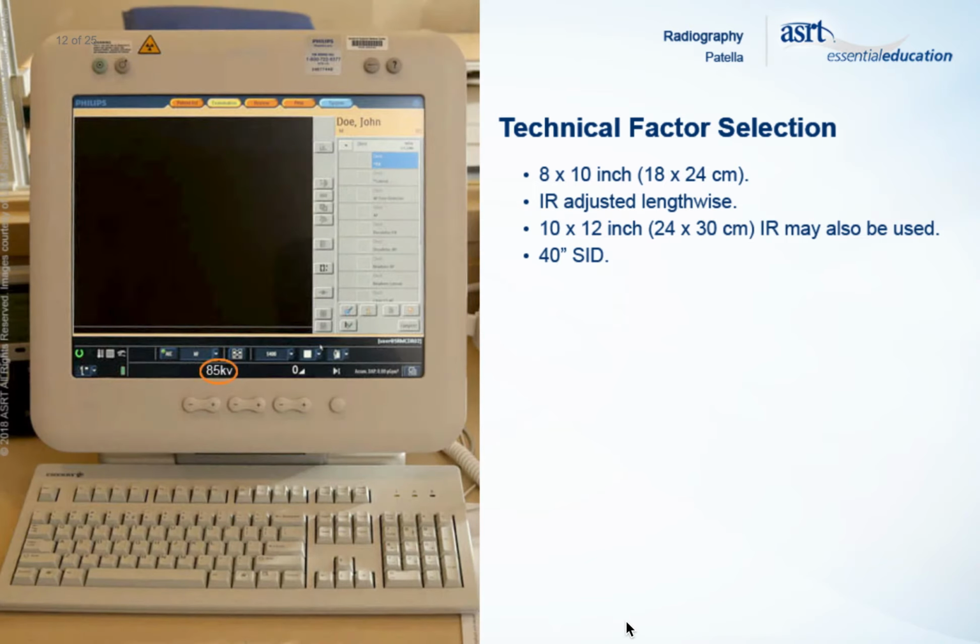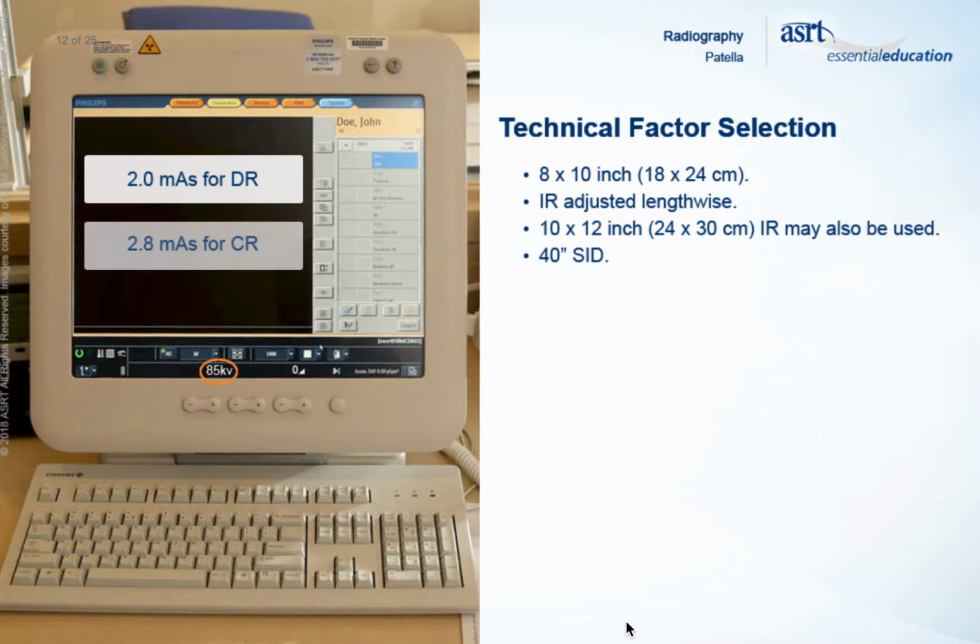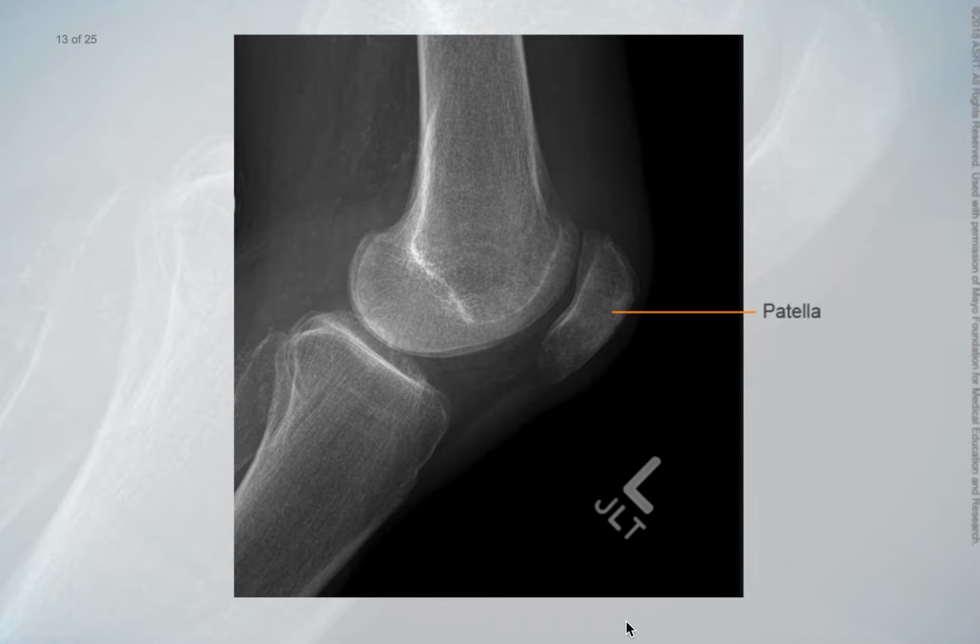85 kVp is a common setting for a lateral projection, especially if a grid is used. Automatic exposure control may be used to achieve the proper mAs setting for a lateral projection. However, common mAs settings are 2 mAs when using digital radiography and 2.8 mAs when using computed radiography. A small focal spot is selected. The lateral projection shows the patella in lateral profile and demonstrates the patellofemoral joint space.